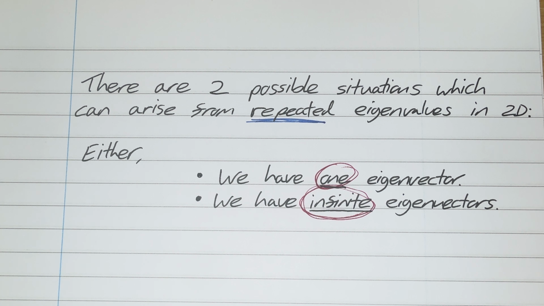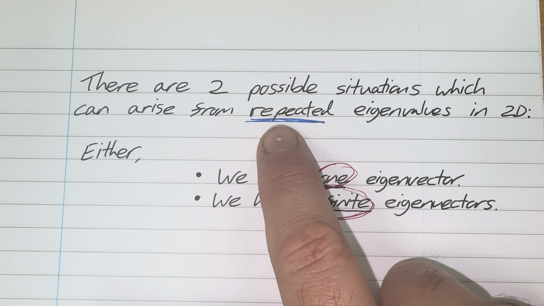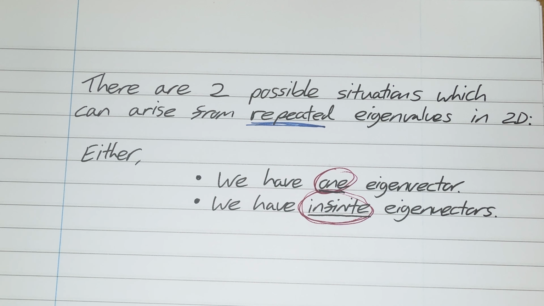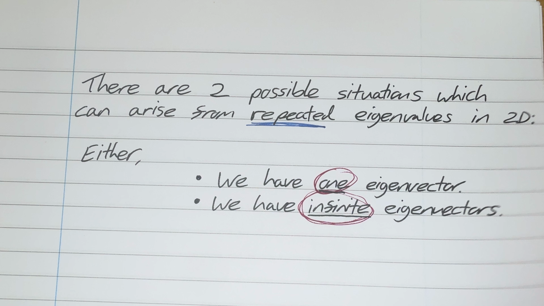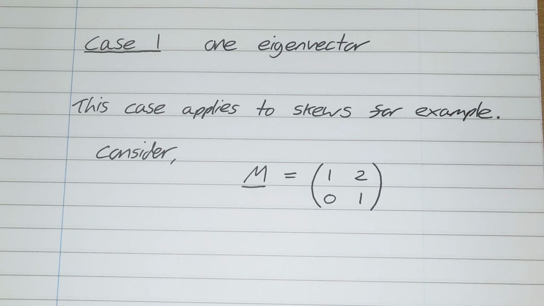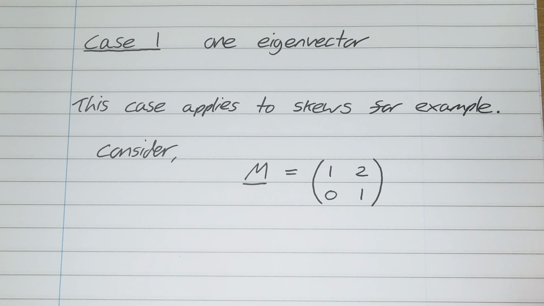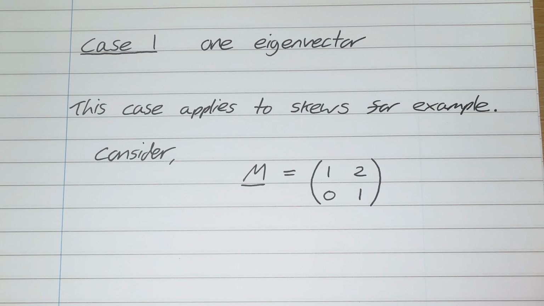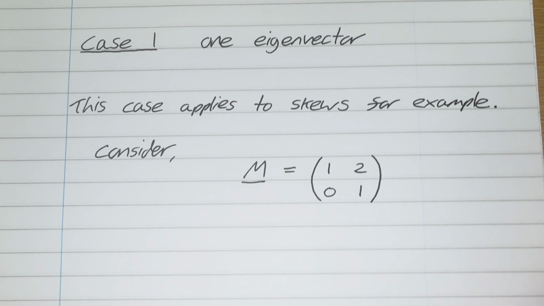Usually we would have two eigenvectors if there's two distinct real eigenvalues, or there'd be no eigenvectors, or at least no real ones, in the case where there are two complex conjugate eigenvalues. But when we have repeated, we either have one eigenvector or infinite eigenvectors. Okay, so case one, one eigenvector. This occurs when we have, for example, a skew. So a skew is a case where we only have one eigenvector.